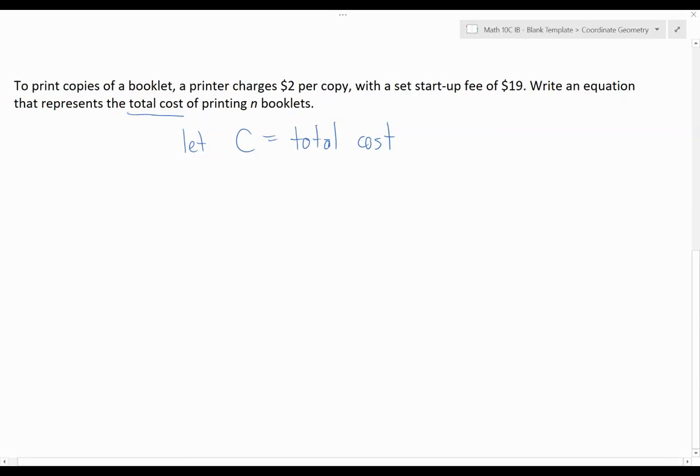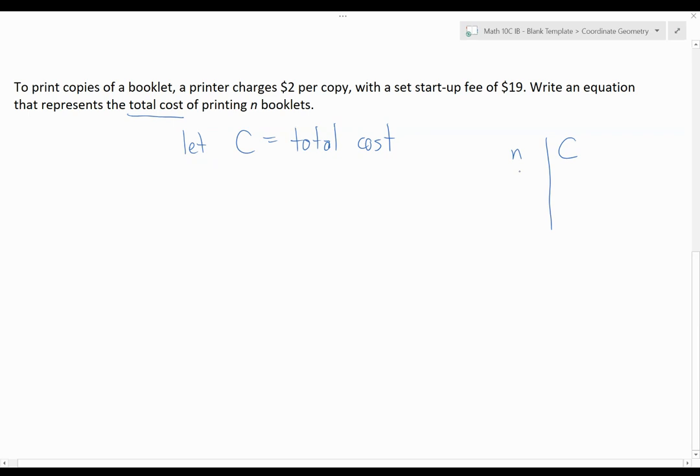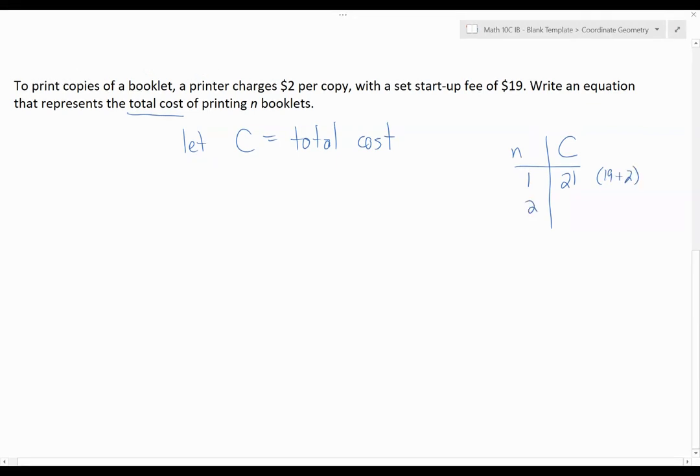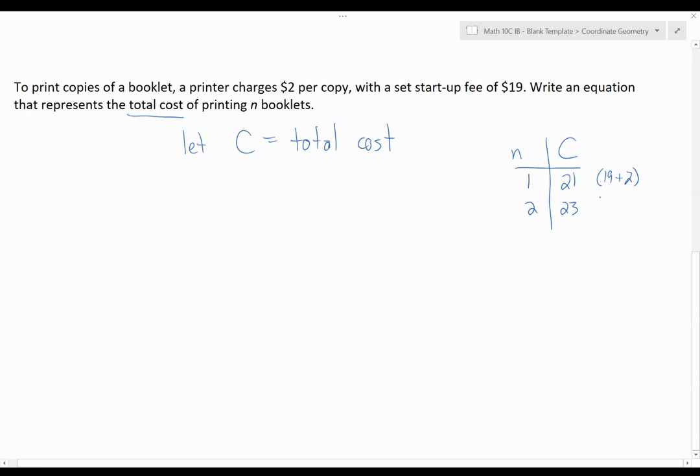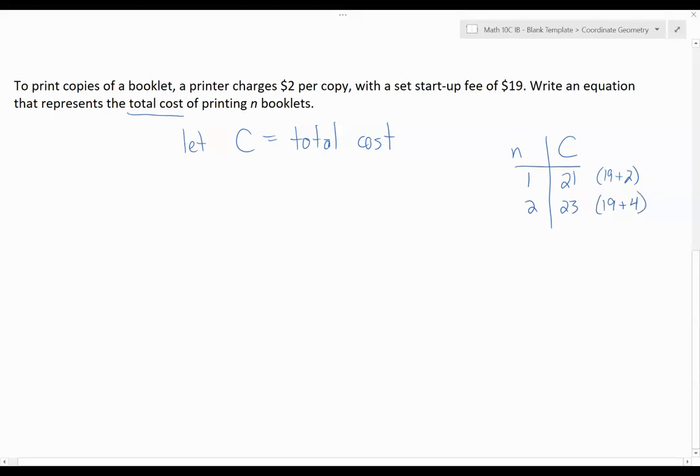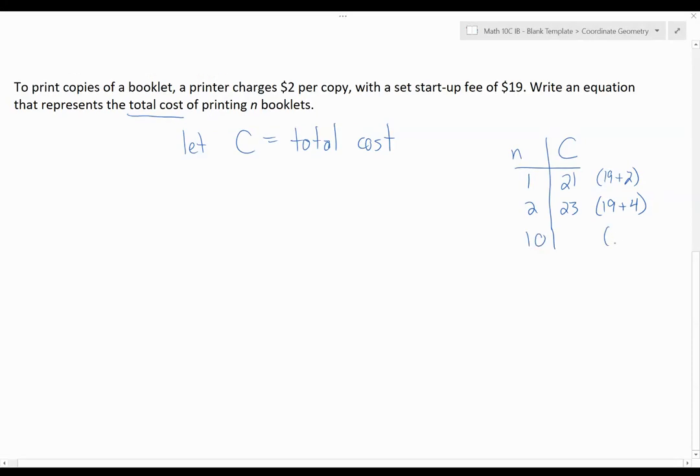We want an equation that represents the total cost of printing N booklets. So I asked myself, how would I calculate the cost for a known number of booklets? So if, for example, I were printing 1 copy, then it would cost me $19 plus 2 times 1, so plus 2. So let's say we have N and C, just to look at a relationship here. If I were printing 1 copy, it would cost me $21. That's 19 plus 2. If I were printing 2 copies, it would cost me $23 because it's the original 19 plus 4 because now I'm printing 2 copies at 2 each. If I were printing 10 copies, well, that's going to be the 19 startup, but this time plus $20 because $2 for each of the 10 copies, so $39.